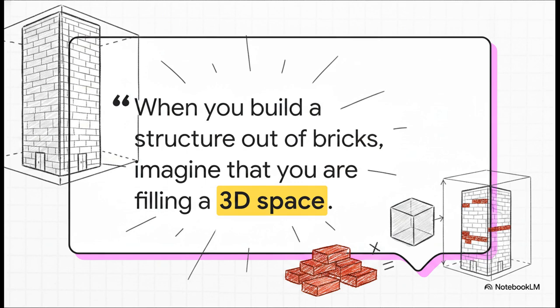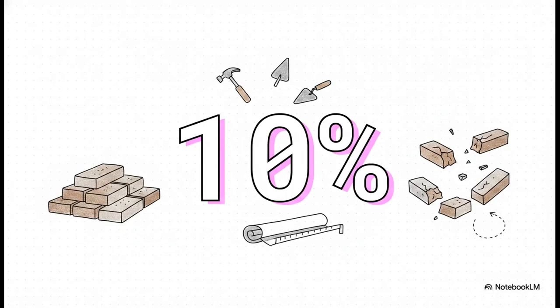Think of a building's volume as its physical capacity to literally contain bricks. You see, you aren't just building a flat wall, you're filling up a 3D space. So by calculating the total volume of your planned structure and then dividing it by the volume of just one single brick, you can figure out exactly how many bricks you need to buy. It's brilliant. But wait, here is a massive pro tip straight from the source text.